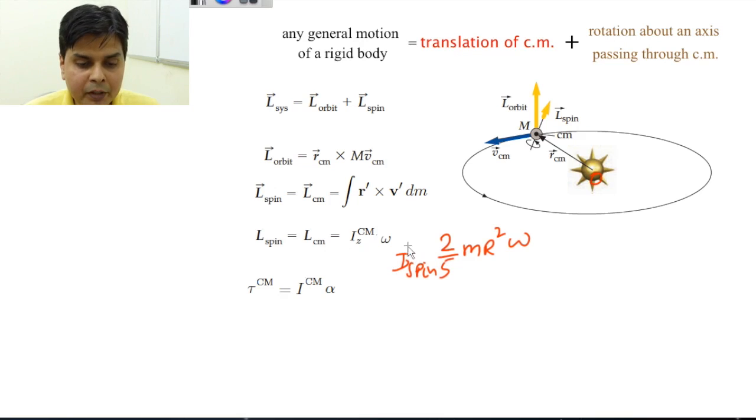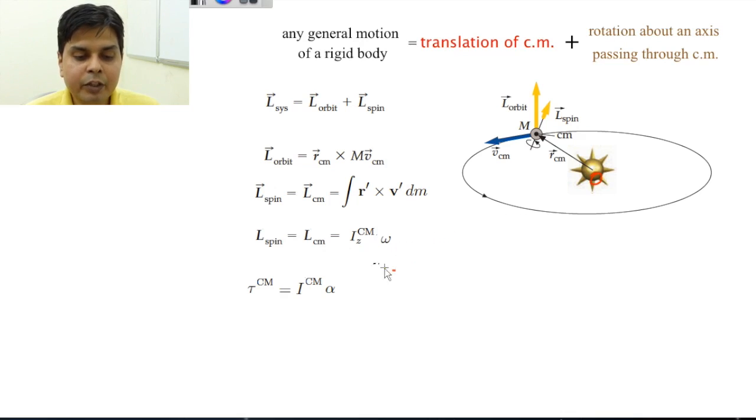But the orbital part, the part that is M R cross V, will change depending upon your RCM and VCM. If I am observing this motion from sun, this will be RCM cross VCM. If I am observing from some very far planet, say Pluto, then this RCM will increase, this VCM should also change, and then this L orbital will be different. So any body will have L system equal to L orbital plus L spin, and this L spin is given by I center of mass into omega.